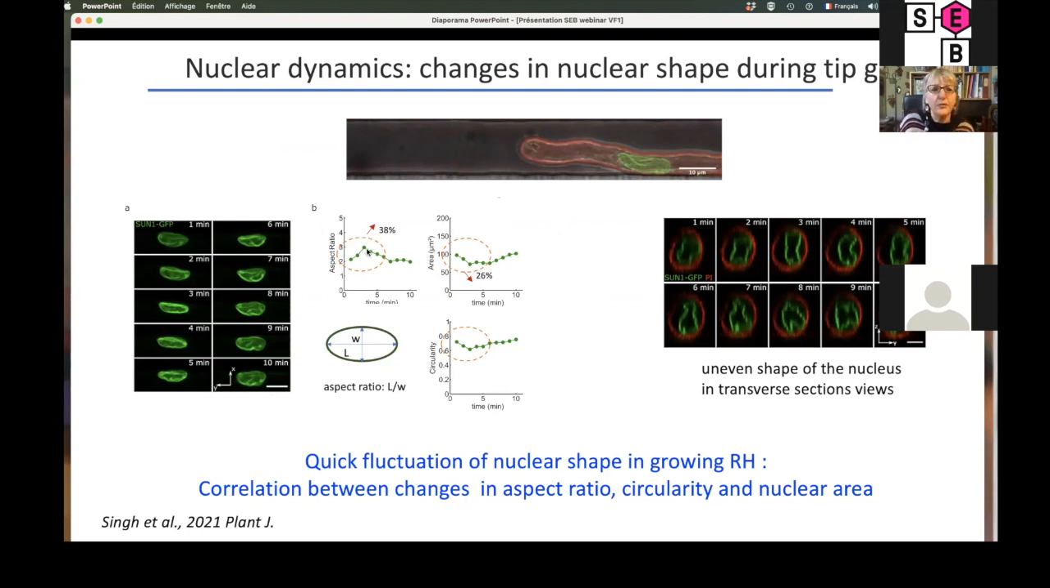After 4 minutes, we have an increase of 38% of this aspect ratio, which correlates nicely with a decrease in area and decrease in circularity here. Just to have a better idea of these changes of the shape, here you have transverse section views in the Z-Y axis, and you can see these changes of the nucleus. So we can conclude that there is a quick fluctuation of nuclear shape in growing root hair and a nice correlation between changes in aspect ratio, circularity, and nuclear area.